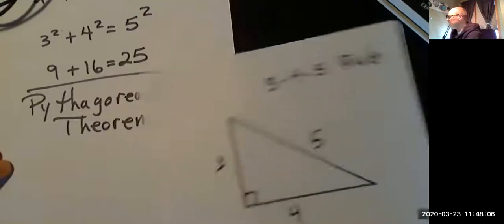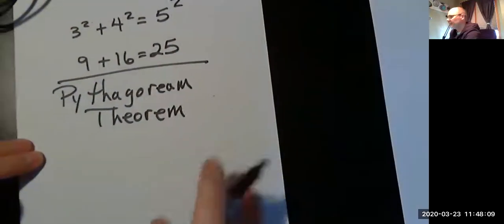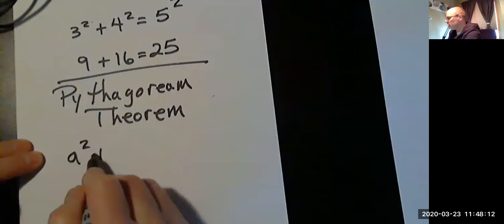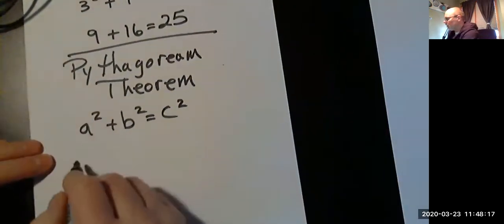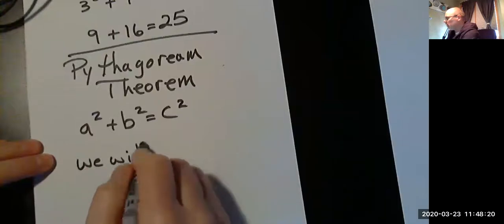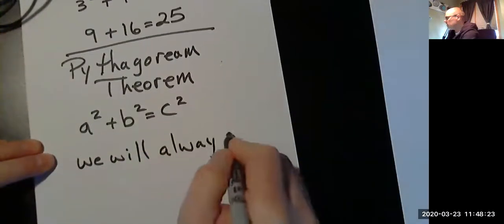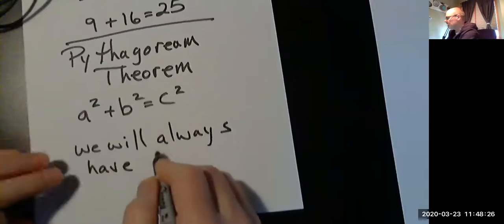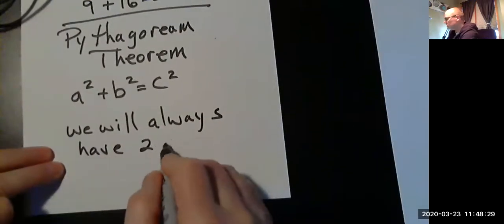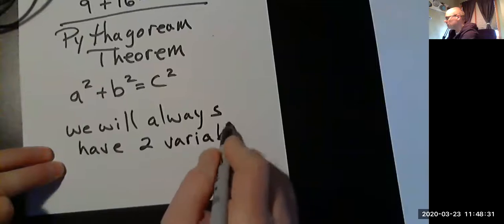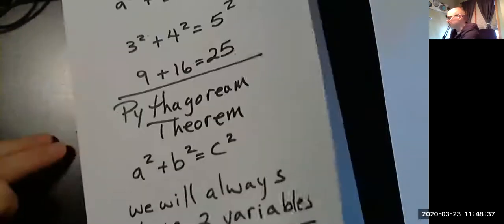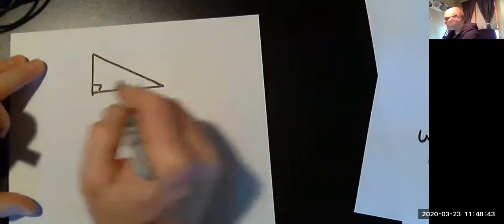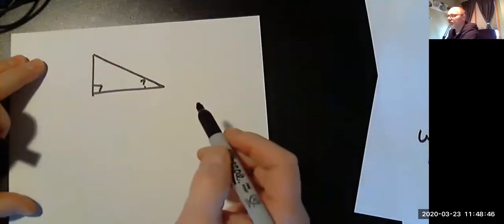And it's simply to know if you're working with a right angle triangle, you could always use a squared plus b squared is equal to c squared. Now remember, we will always have two variables. Always, always, always.